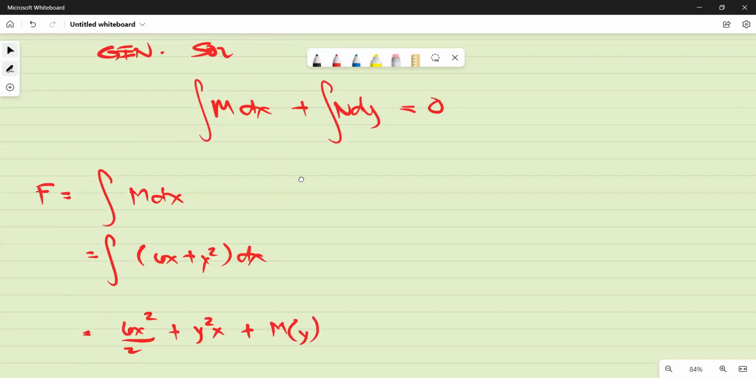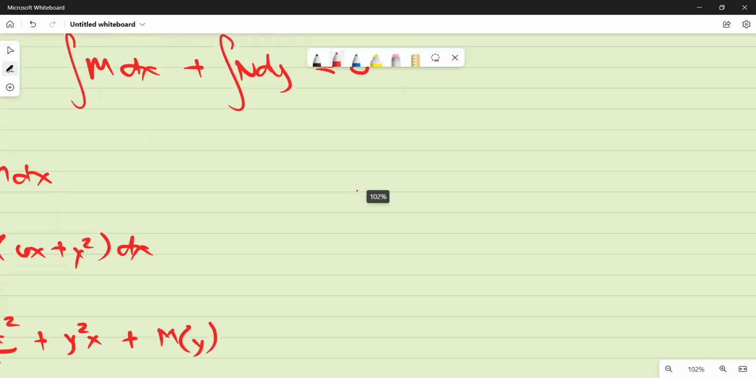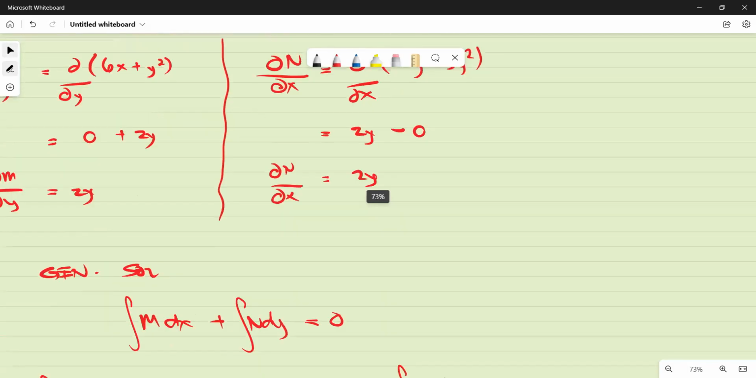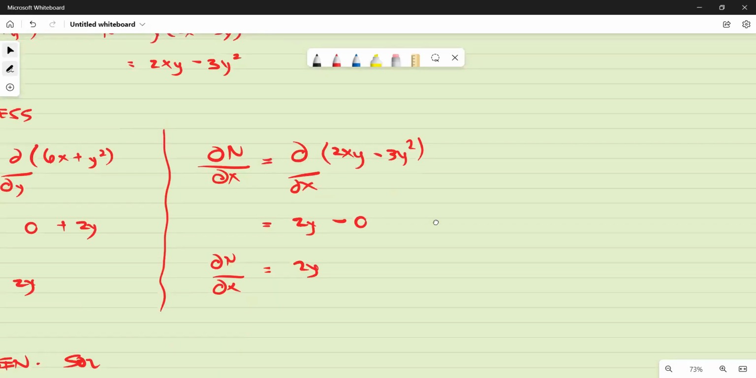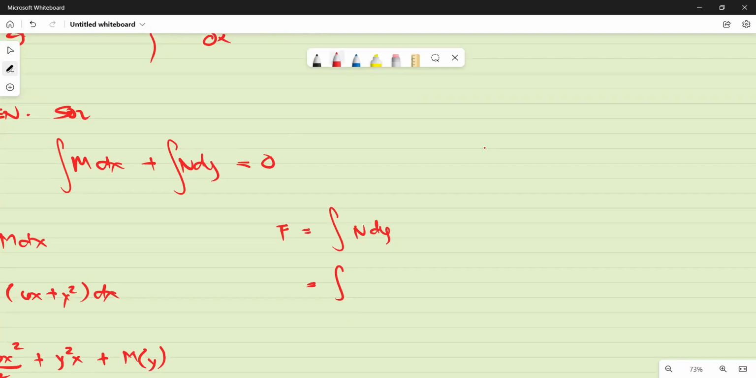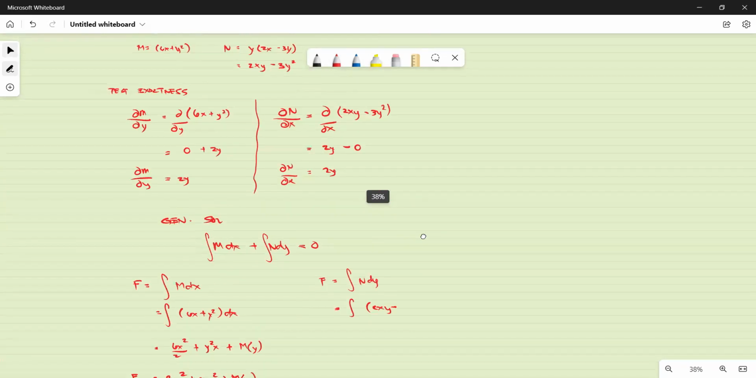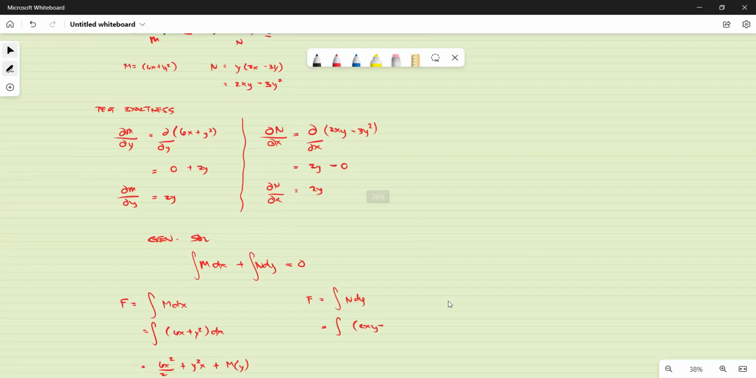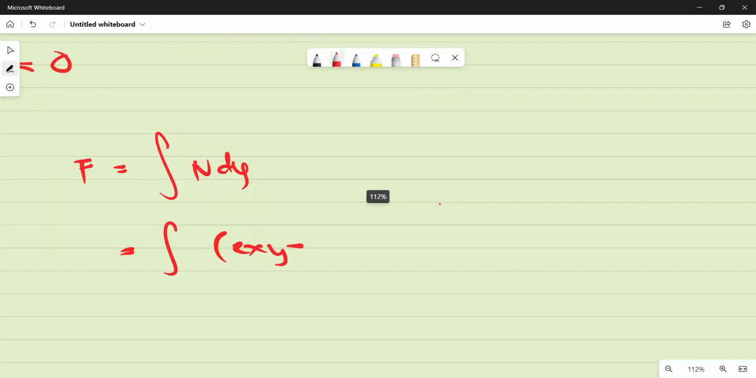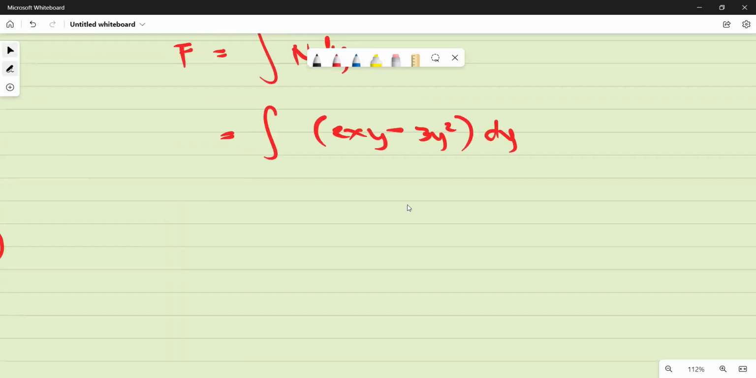Now, let's do the integration naman with respect to N. So what is the integral of f kapag with respect naman sa N dy. So that is, ano yung N natin? Ang N natin is 2xy minus 3y squared. So that is integral of 2xy minus 3y squared dy with respect sa y.